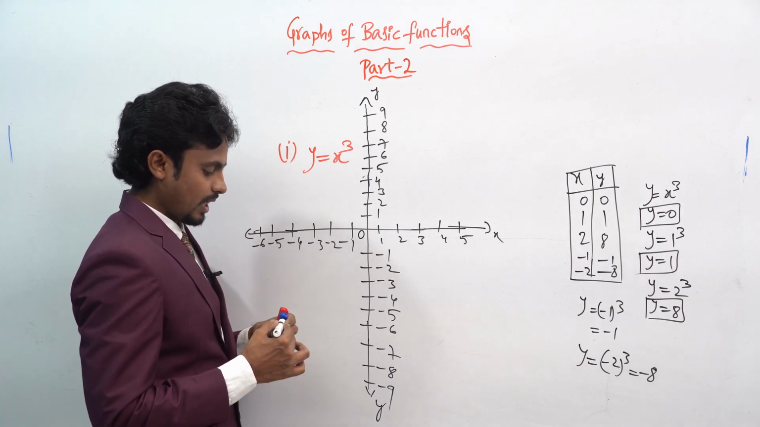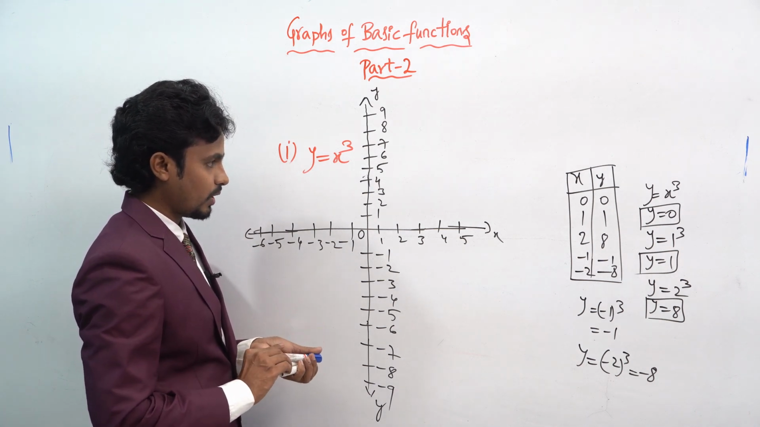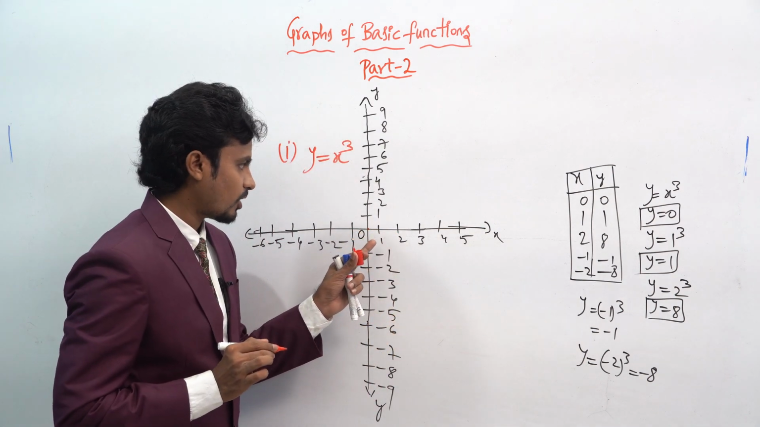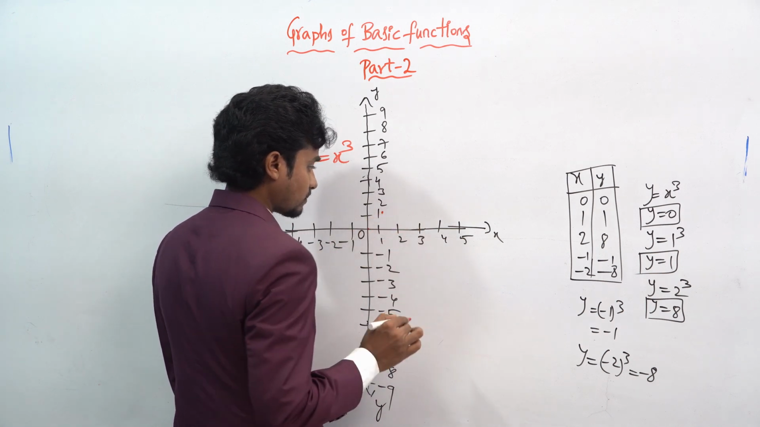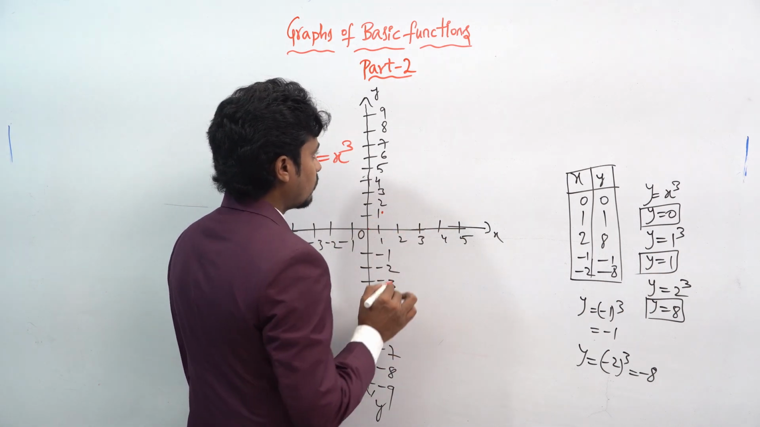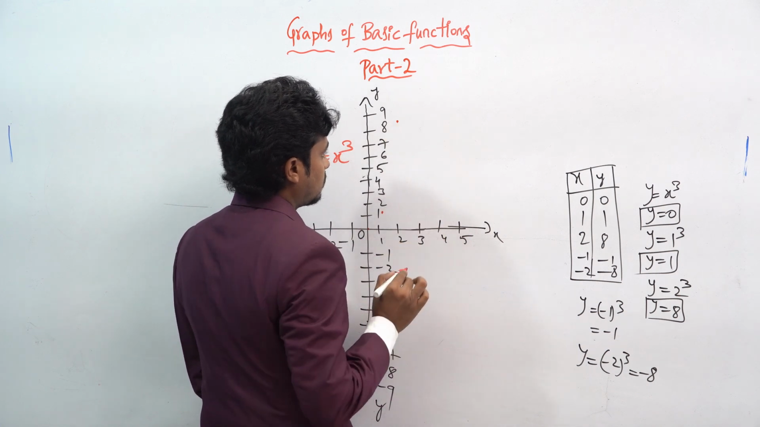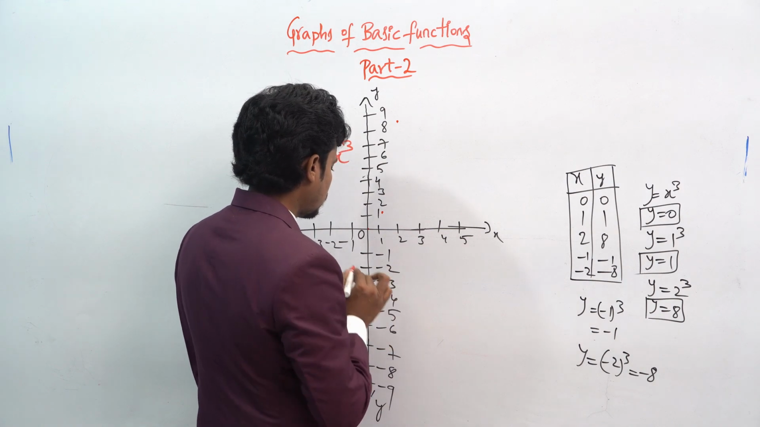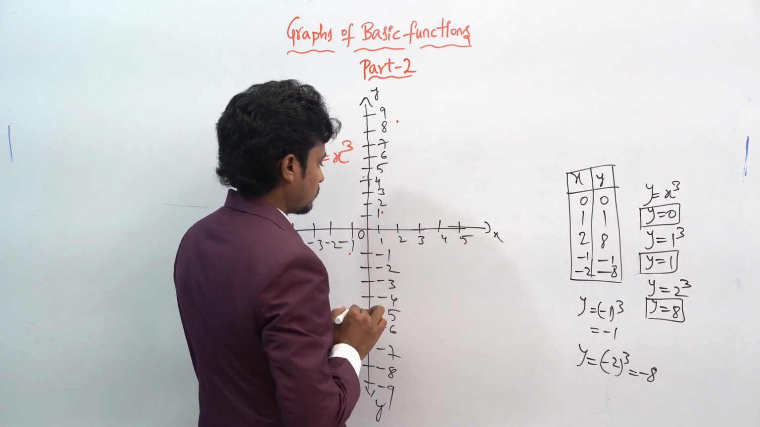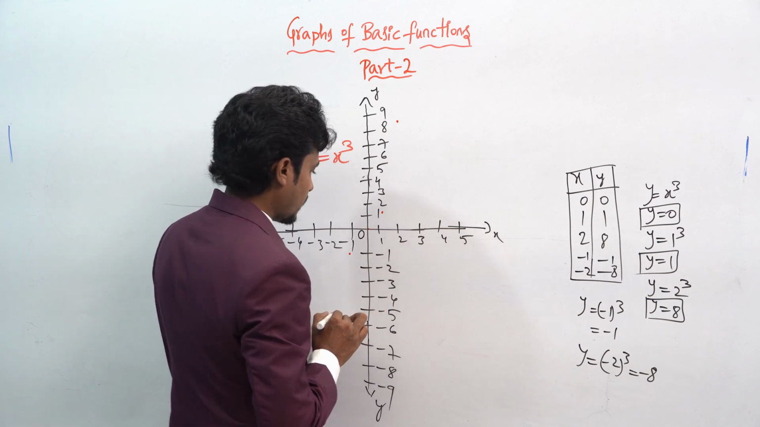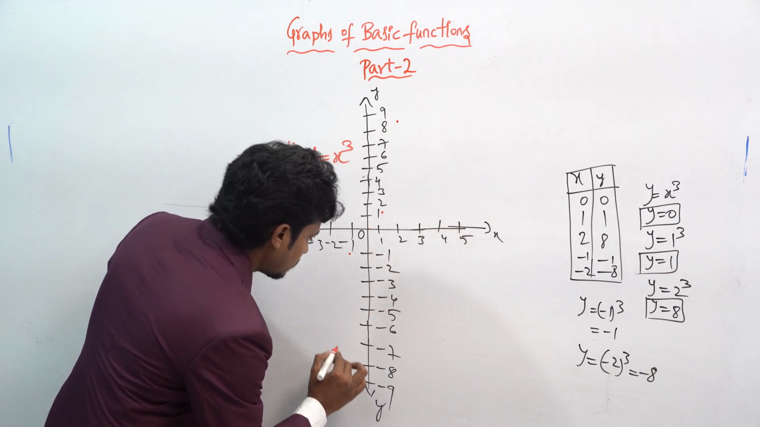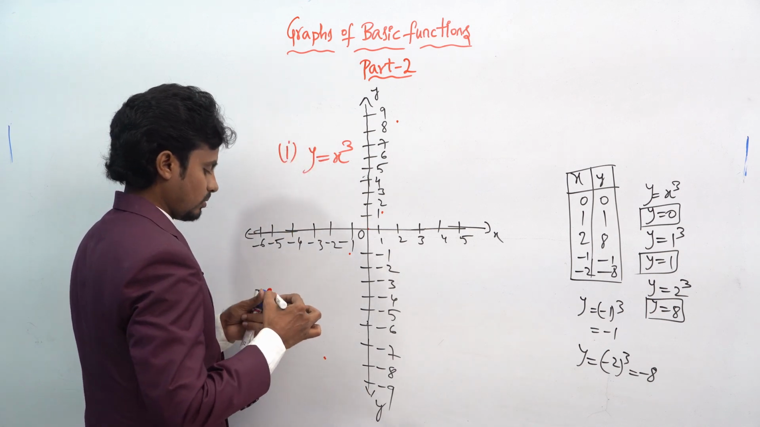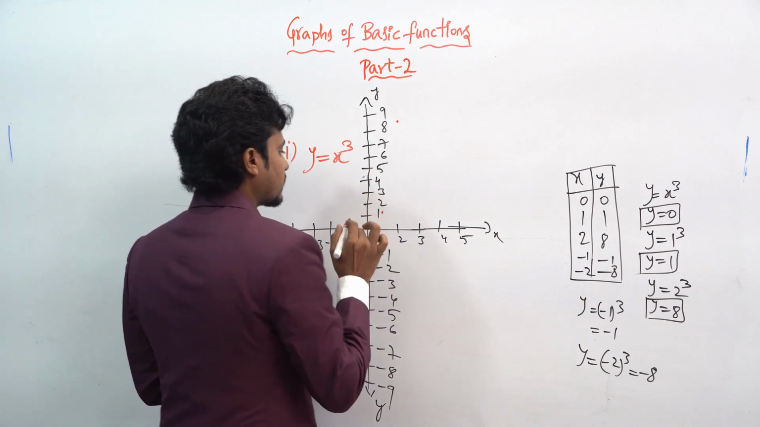Now let's represent the points. For 0, you will get 0 only. For 1, you will get 1. For 2, you will get 8. Next, for minus 1, you will get minus 1. For minus 2, you will get minus 8. Okay, now our target is to connect the points.